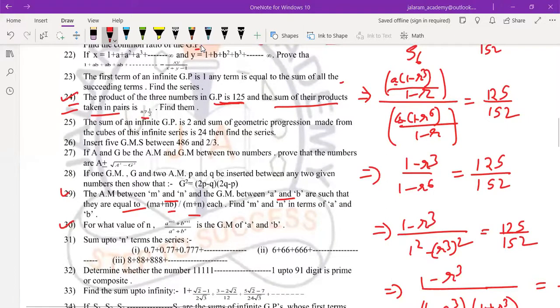So first, in the next session we will discuss the meaning of geometric mean, as we have discussed arithmetic mean. So continue to watch and wait for the next session.